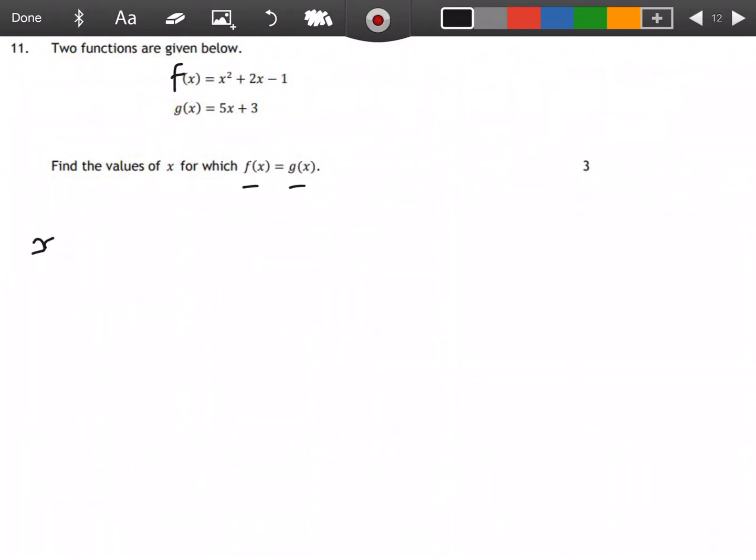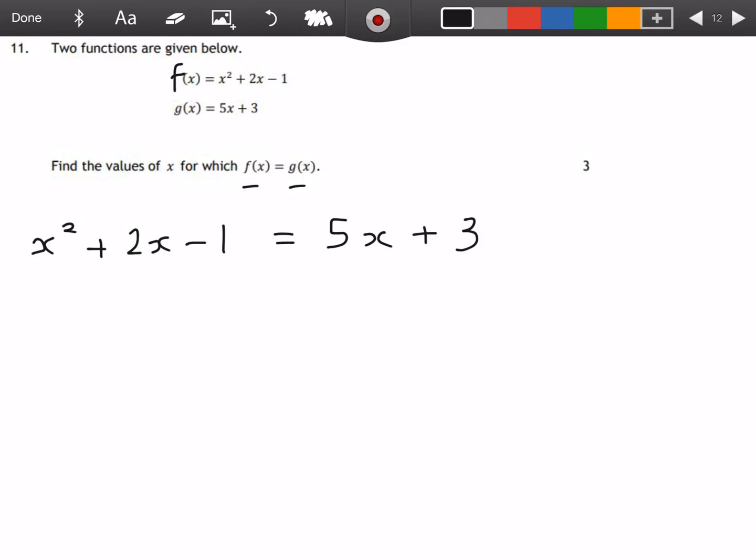So basically we have to write the f function, which is that. We have to put it equal to the g(x) function. Okay, that's what f(x) equals g(x) means. The function of f is equal to the function of g. So we'll put them equal to each other.